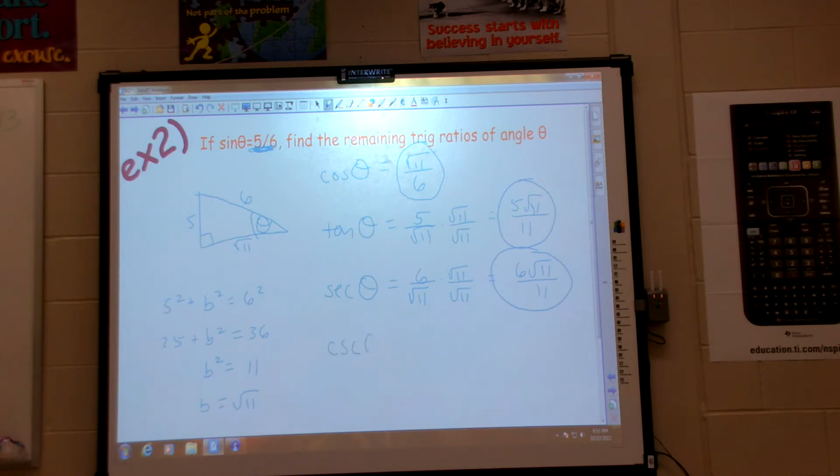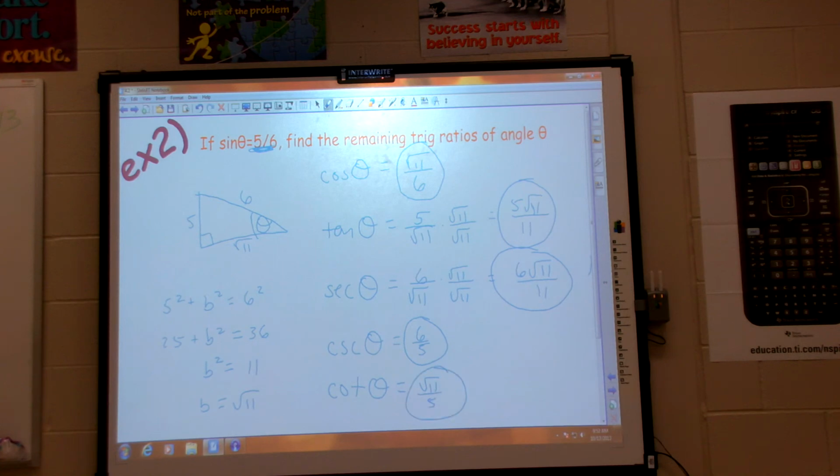Let's do cosecant. What's its reciprocal? Sine. Cosecant is the reciprocal of sine. So instead of 5/6, it is 6/5. That one's easy to find. Now last but not least, good old cotangent. So instead of opposite over adjacent, I want adjacent over opposite. Square root of 11 over 5.